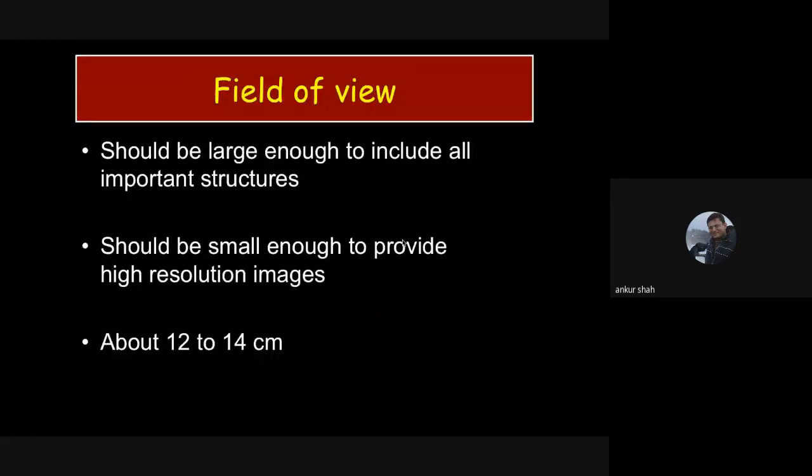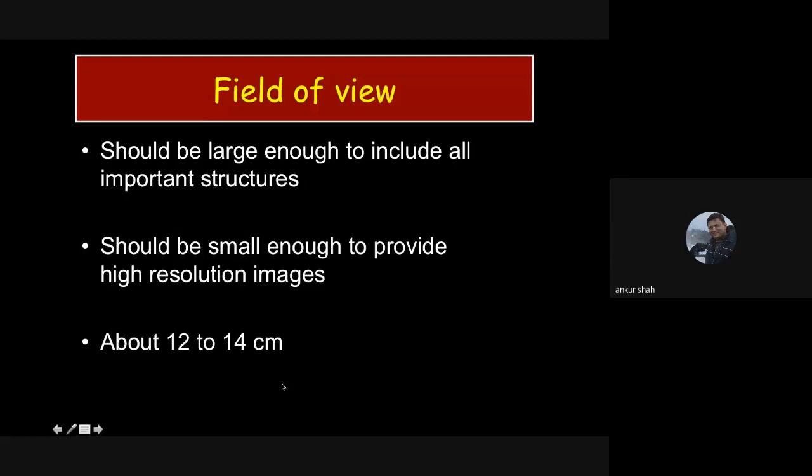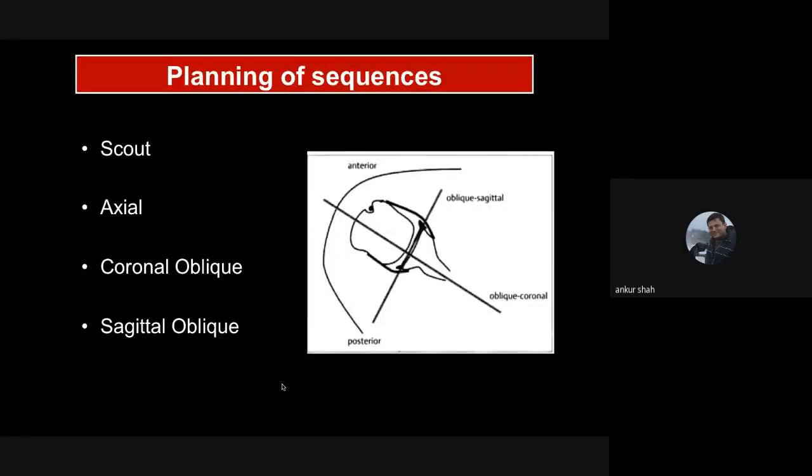Field of view, again, the same thing applies as for the knee joint: it should be large enough to include all important structures, and small enough to give good resolution images. For shoulder, it is usually around 12 to 14 centimeter. For knee also, it is around 14 centimeter. So image the shoulder as only the shoulder joint, not shoulder with arm, because if you try to include more of the humerus, then you will lose resolution of the shoulder joint.